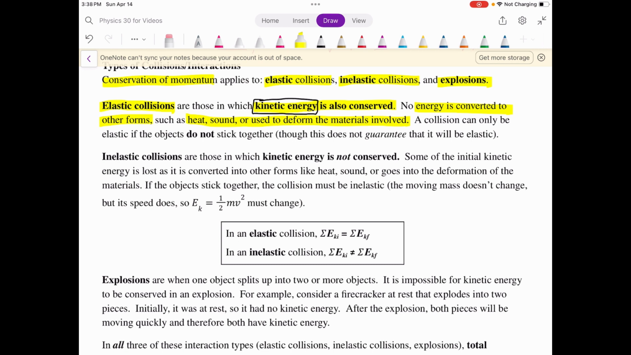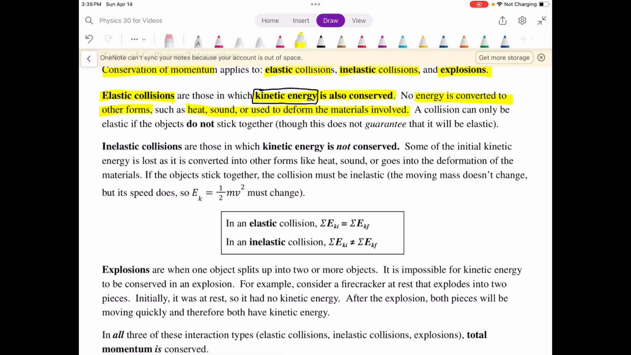If a car gets kind of banged up and crunched up after a collision, that took energy, so some of that kinetic energy that was in the car's motion has been lost to deforming the materials, okay? Now, a collision only has a chance at being elastic if the objects do not stick together, right? Now, be careful. That does not guarantee that it will be elastic. It's just the only possible scenario where it even could be elastic, right?